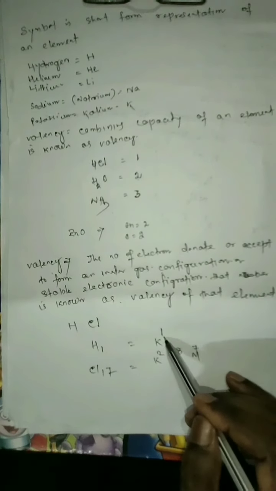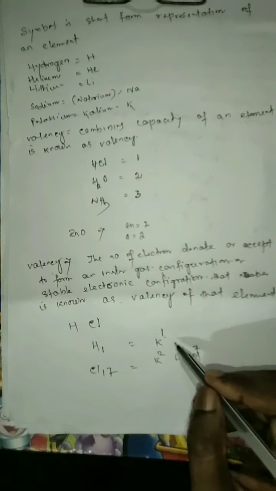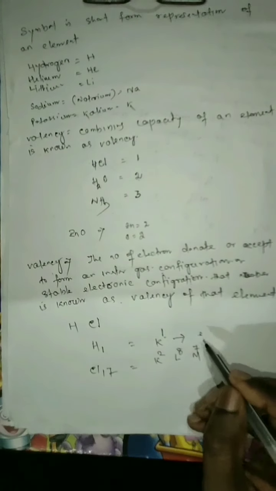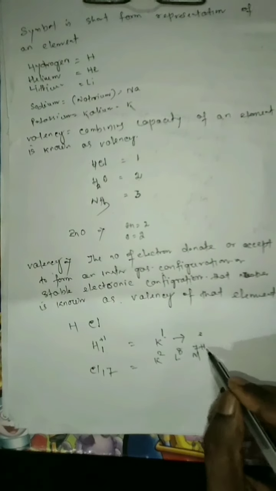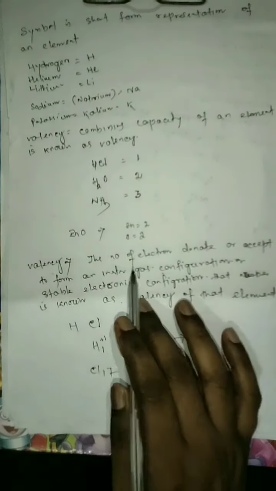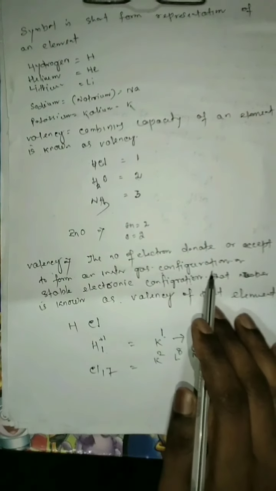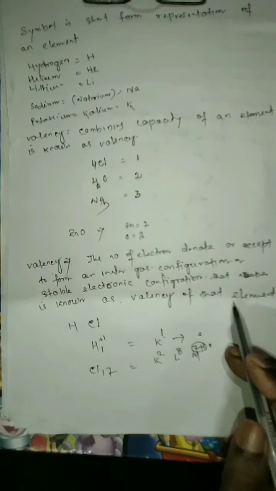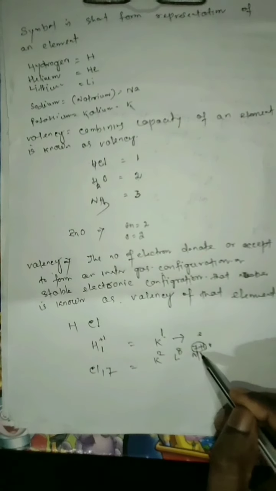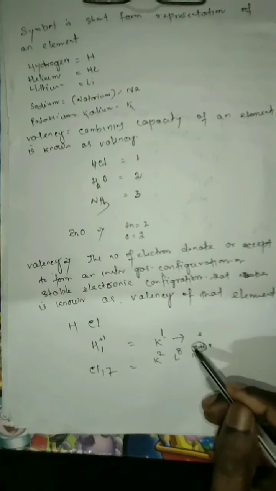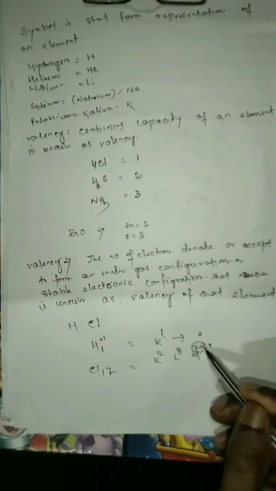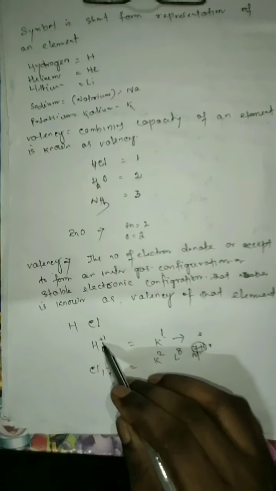So according to the definition, the number of electrons donated, here 1 electron is donated by hydrogen. After donating 1 electron, this becomes H plus 1. By accepting 1 electron, chlorine becomes minus 1, and it has 8 electrons. The number of electrons donated or accepted to form an inert gas configuration. So here there are 8 electrons in the valence shell. The last shell is known as the valence shell. So chlorine contains 8 valence electrons with the help of 1 electron from an outside source, from the hydrogen atom.